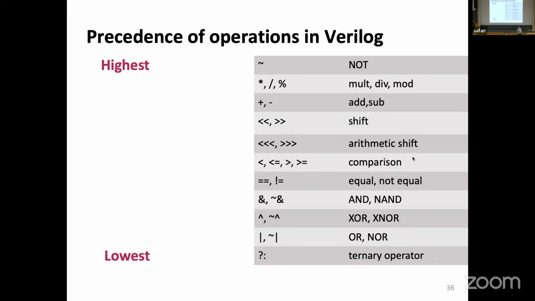There's a number of operations defined, starting from simple negations all the way to the ternary operator. And this is the precedence of operations in Verilog. Not has the highest priority, so not will be performed first, and the lowest is the ternary operation. And you see that apart from the ones that we saw, there are also multiplications, divisions, modulos, addition, subtraction, shifting, arithmetic logic, whatever they mean, equality, AND, NAND, NOR, all kinds of things.